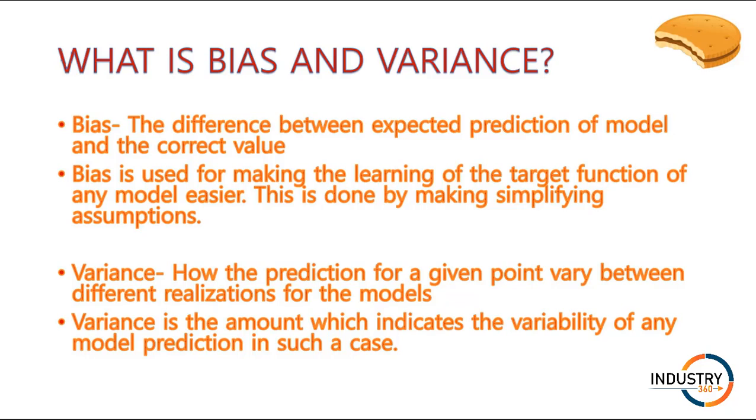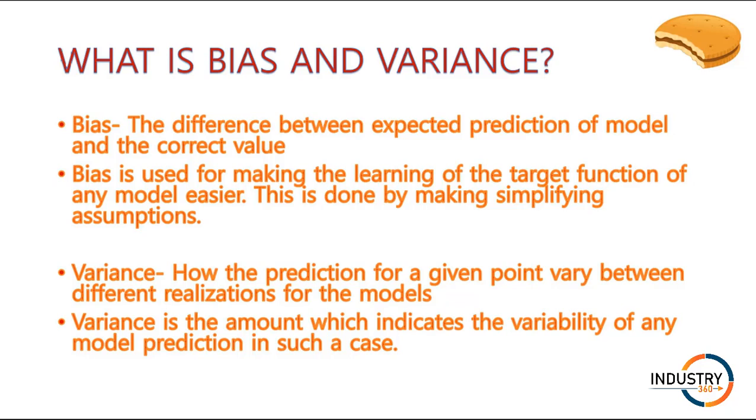Let's begin with bias. The difference between the expected prediction of the model and the correct value is known as bias. Bias is used for making the learning of the target function of any model easier. This is done by making simplifying assumptions. Now let's try to understand what is variance. How the prediction for a given point varies between different realizations of the model is known as variance. Variance is the amount which indicates the variability of any model prediction in such a case.